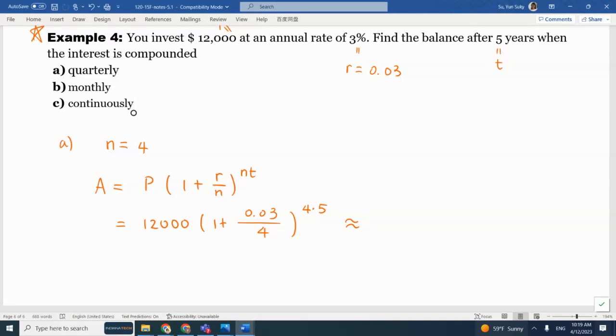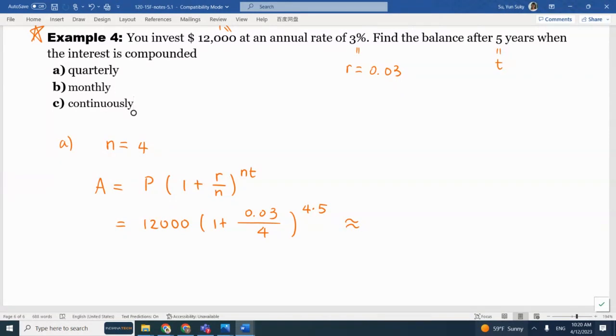So 12,000, and then times parentheses, 1 plus 0.03 divided by 4, and then parentheses raised to the power of 20. Okay, you get that?